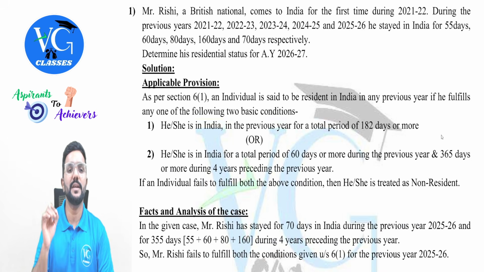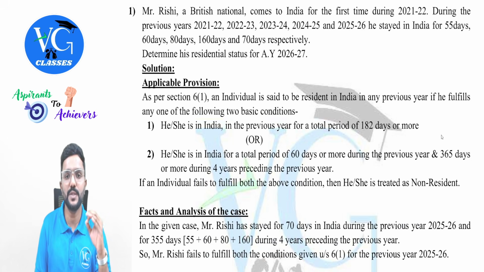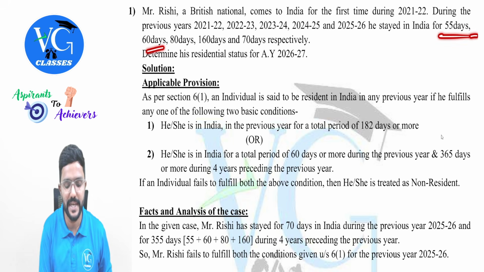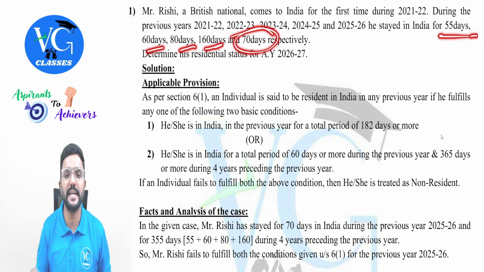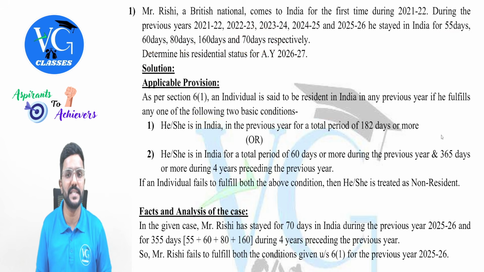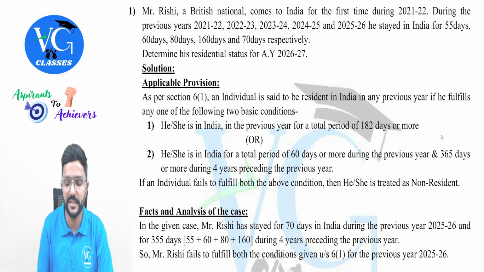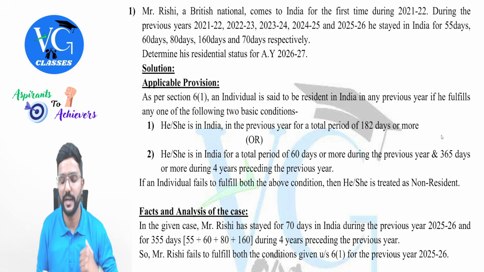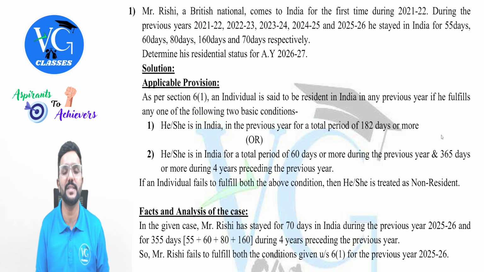First one. Mr. Rishi, a British national, comes to India for the first time during the previous year 21-22. During the previous year, he stayed in India for 55 days, 60 days, 80 days, 160 days, and 70 days, respectively. Determine his residential status. First thing I need to check: is he covered in the explanation? No, because he is a British national. Then, during the previous year, how many days was he in India?